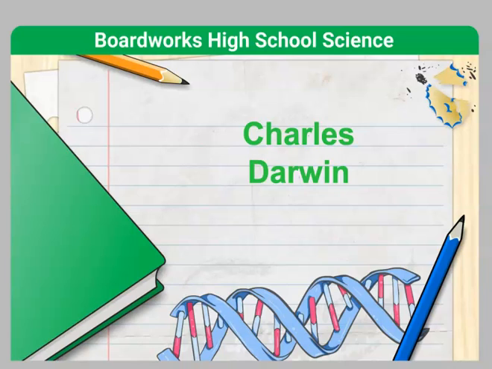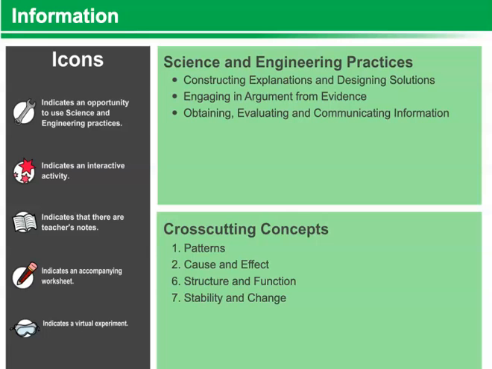Evolution Unit, Lesson 3, Charles Darwin. In this lesson, we're going to explore the science and engineering practices of constructing explanations and designing solutions, engaging in an argument from evidence, obtaining, evaluating, and communicating information, and our cross-cutting concepts are patterns, cause and effect, structure and function, and stability and change.